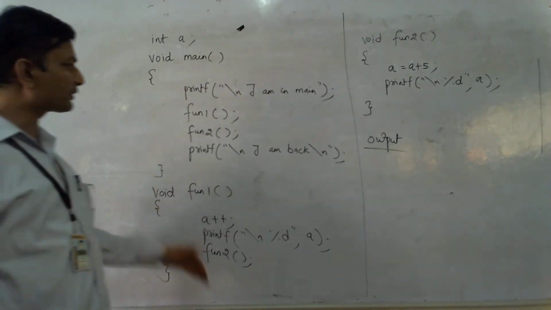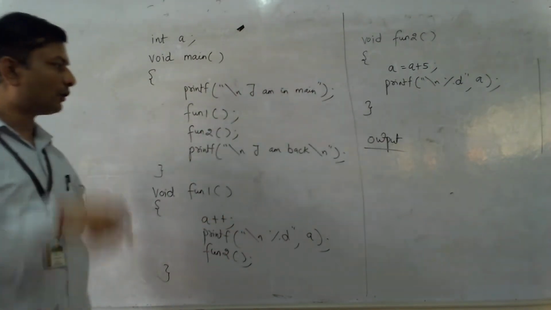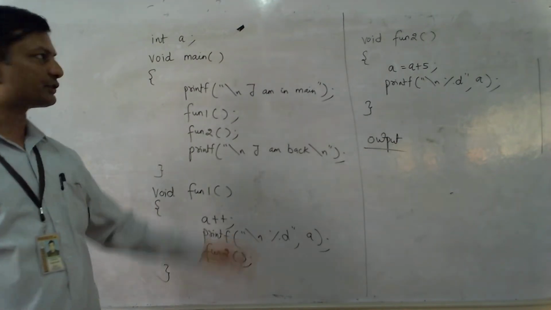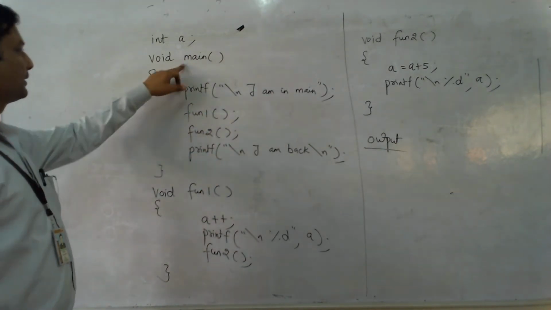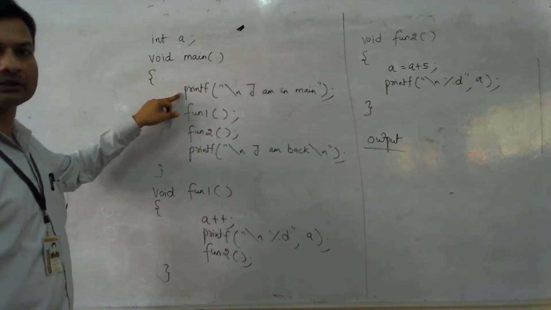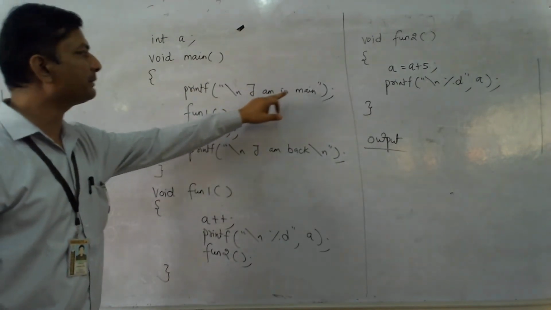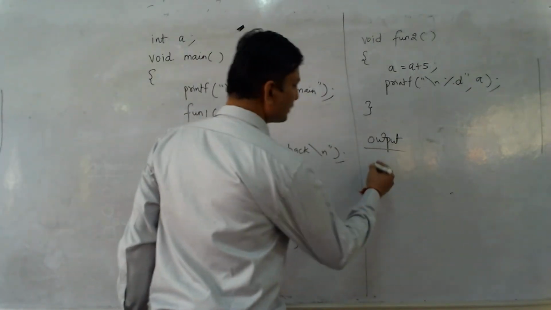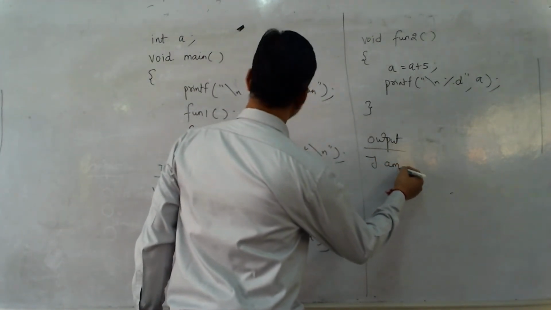So we have three functions in this program. Obviously the execution of the program will start from main. So the first line of the main function will be executed. What will it do? It will display I am in main on the output screen.